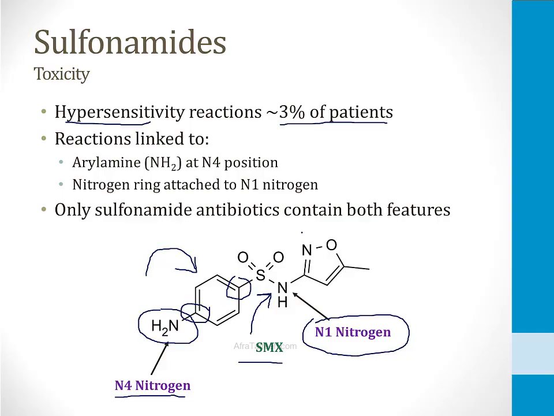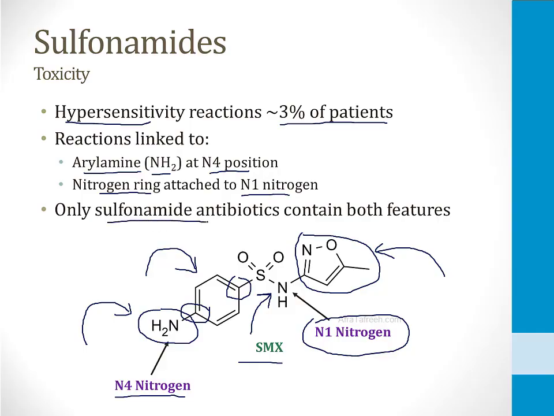In sulfonamide antibiotics, the N1 nitrogen is attached to a ring that contains nitrogen. It is believed to be the presence of this NH2 group and this nitrogen-containing ring that are immunogenic and responsible for most of the allergic reactions. So you'll read in your textbooks that allergic reactions to sulfonamides are linked to an arylamine or an NH2 group at the N4 position and a nitrogen ring attached to the N1 nitrogen.